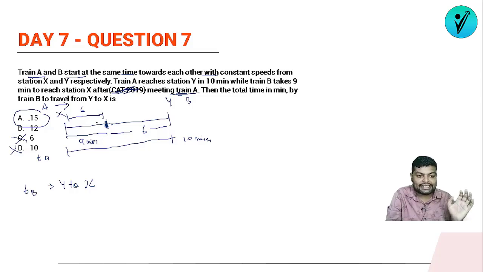And if this is 6 minutes, so this will be 4 minutes because the total time taken by train A is what? It is 10 minutes. तो अगर ये 6 है तो ये 4 होगा. Now the question is now like this.